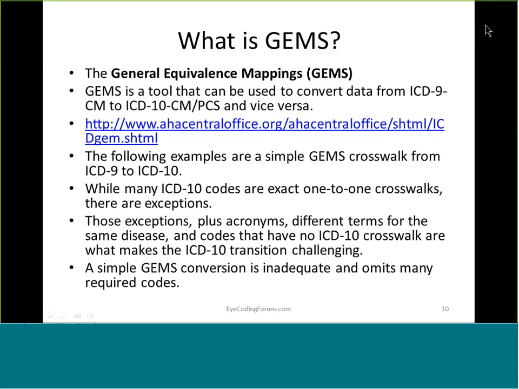Learning the basics, which will take several hours, like we're doing today, and then things like glaucoma and diabetes, cataract codes, ARMD, dry eye syndrome, retinal conditions, etc. Many of those are straightforward, but within all the diseases of the eye, there are numerous exceptions, and the exceptions are what you really need to know. So generally, a simple GEMS conversion will be inadequate and will omit many required codes.